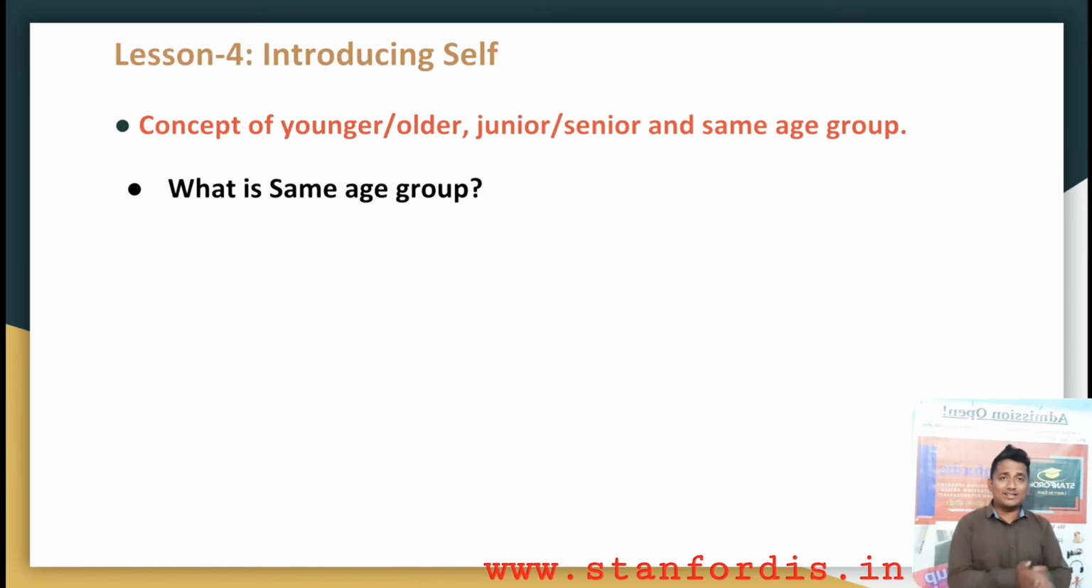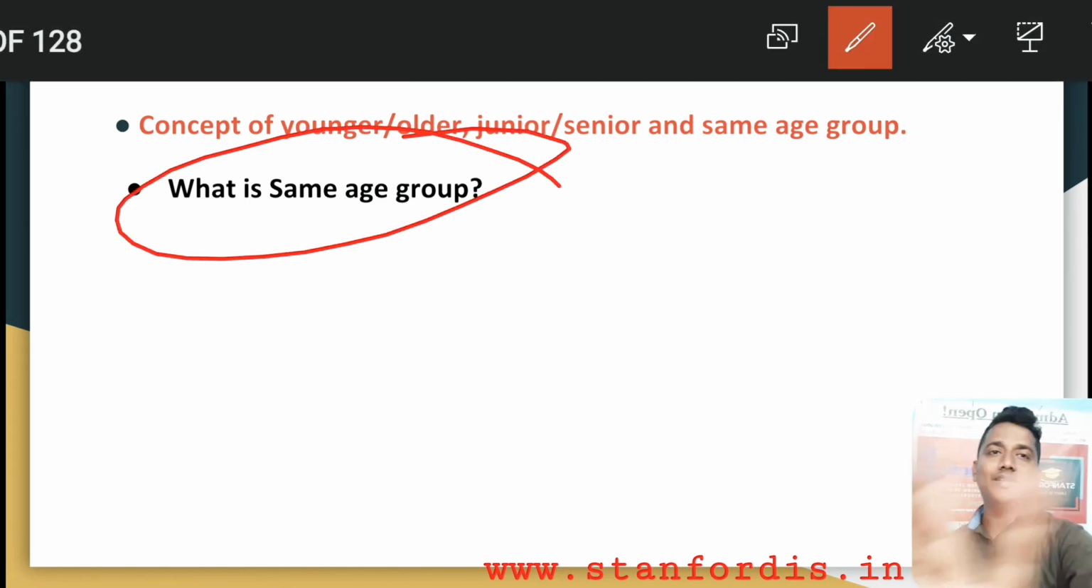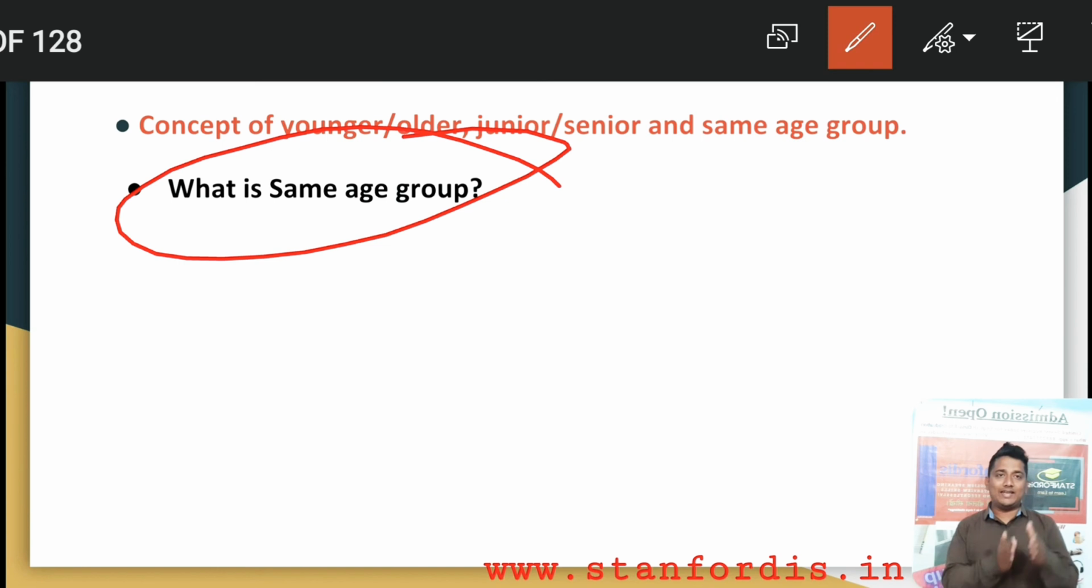Don't be in doubt. What is same age group? Very easy topic, very easy point. So why don't you pause the video and write on a piece of paper what is same age group? Read the question and write the answer on a piece of paper. If you are getting the answer, please write it right now.